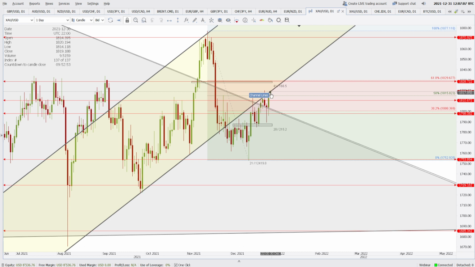If it finds enough buyers above 1828, or you can say if the price closes above 1828, then 1870 will be exposed in this market definitely, and this channel will be negated. Okay, let us see how the things unfold. But right now 1810 is the immediate support for the price. 1828 is the immediate resistance, my friend, for the gold.